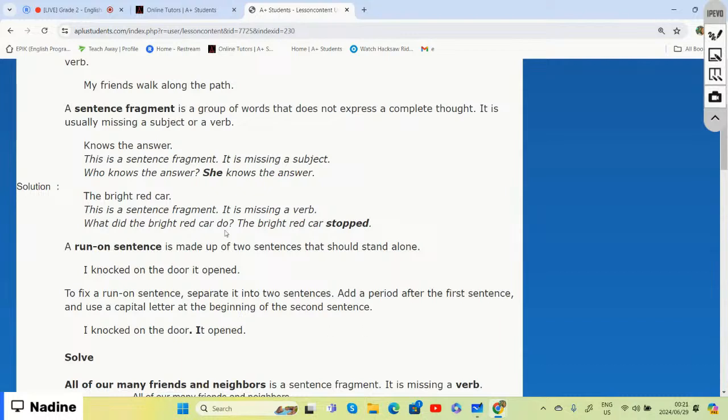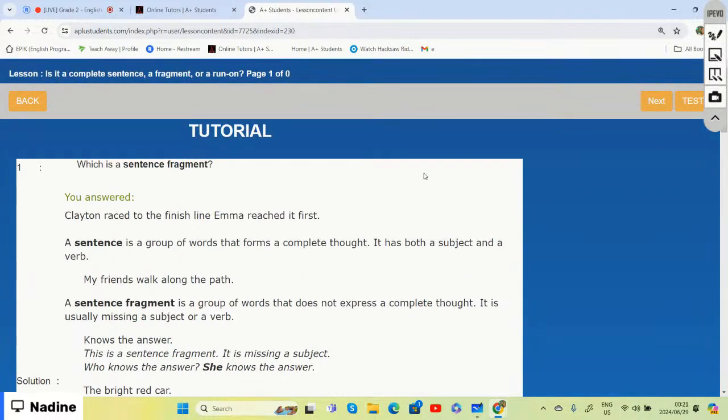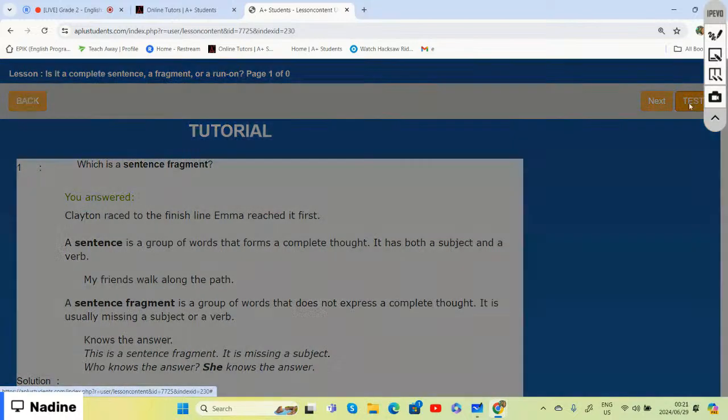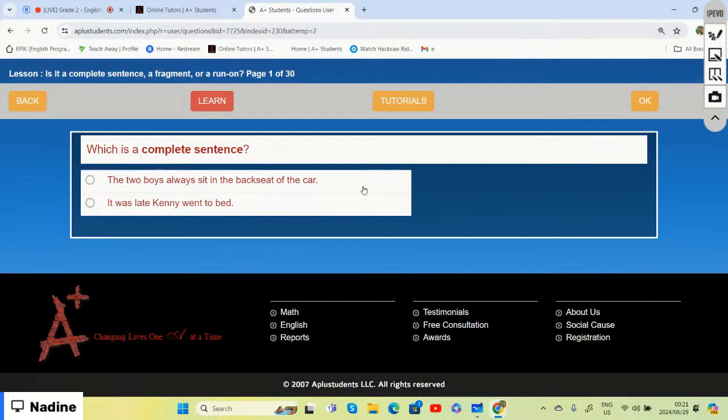All right, so now we're going on to our test, where we are going to say whether it is a complete sentence, a fragment, or a run-on. We need to say which is a complete sentence. Is it option one, which says the two boys always sit in the back seat of the car? Or option two, it was late, Kenny went to bed? A complete sentence.